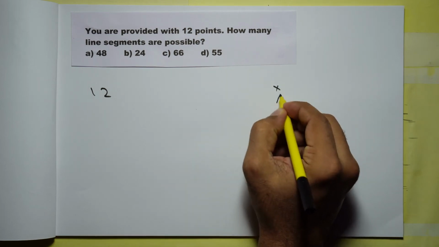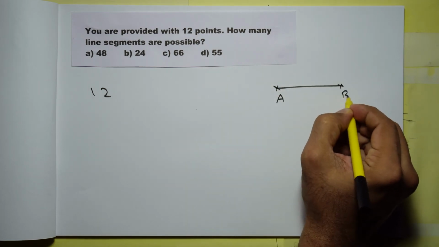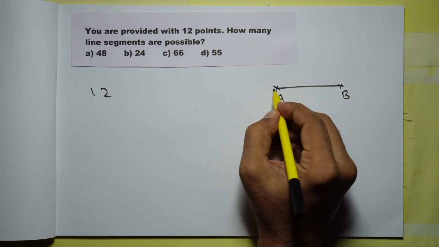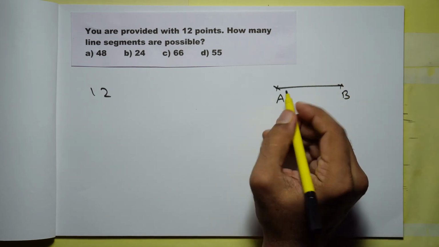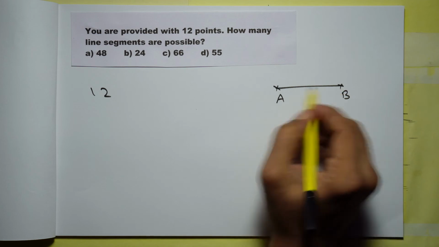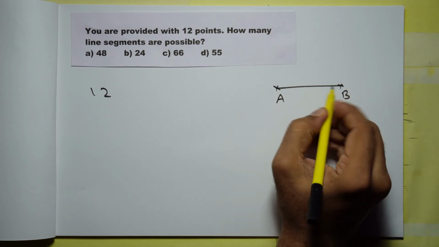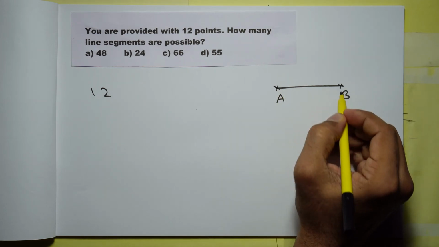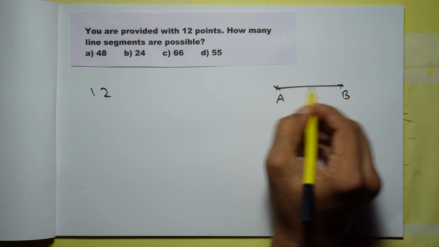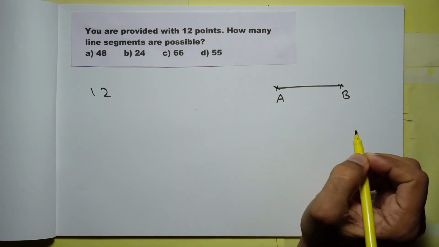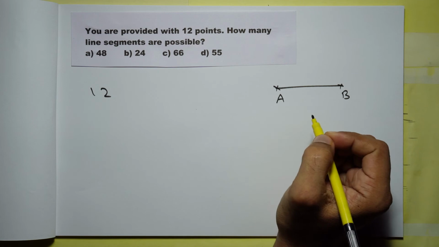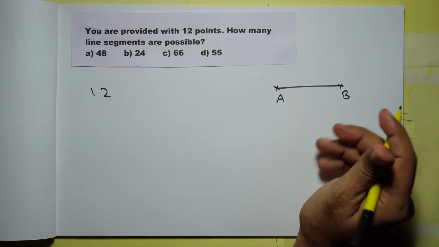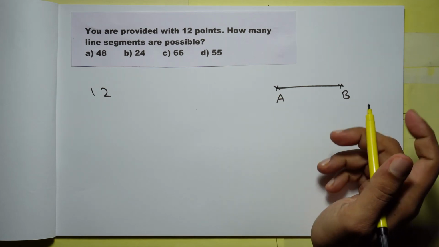For example, you choose the points A and B. So you will get the line segment AB. Now instead of choosing AB, you choose it as BA. So you can see that AB is actually same as BA. Line segment is same. So for each set of 2 points, you will get a line segment. So how many line segments are possible is same as how many sets of 2 points can you choose.